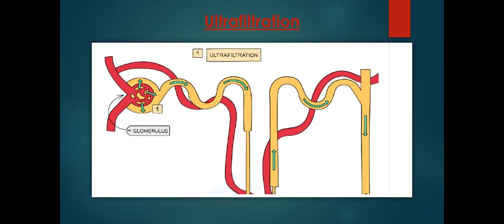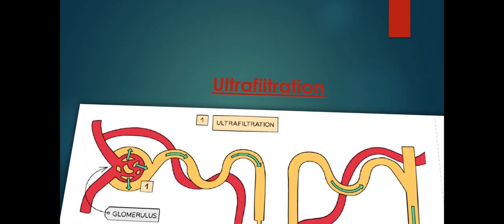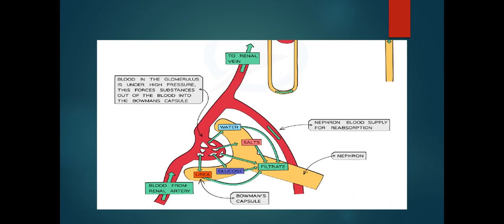See here, this is the ultrafiltration. Where does that occur? Here. This is the glomerulus. This is the Bowman's capsule. Now inside the glomerulus, there are these amino acids and inorganic ions and water and glucose. Now they are filtered out from the glomerulus into the Bowman's capsule. This is where ultrafiltration occurs.